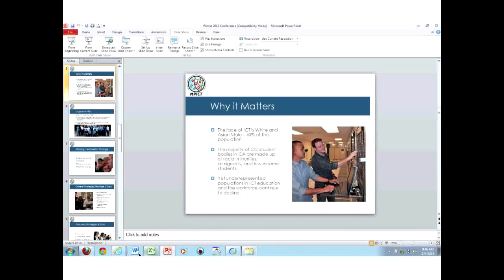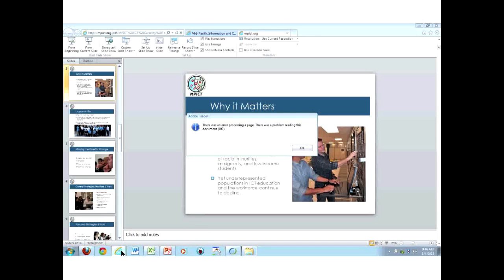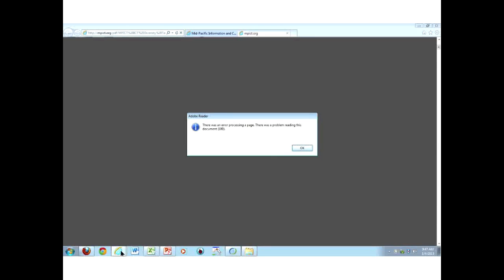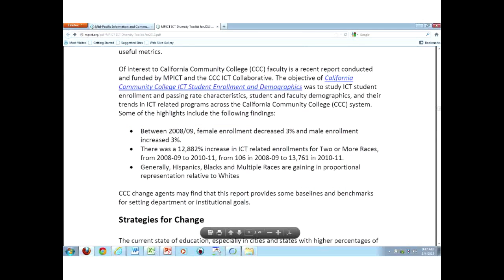It's called the California... No, I keep, when I leave that site... California Community College ICT Student Enrollment and Demographics. It's on the first page, and for some reason, every time I leave the browser, I get kind of hosed. I have to go to Page 9. Oh, let's see. Yeah, there we go. Very good. Okay. So it's called the California Community College ICT Student Enrollment and Demographics. Thank you. I'm going to leave Explorer alone.